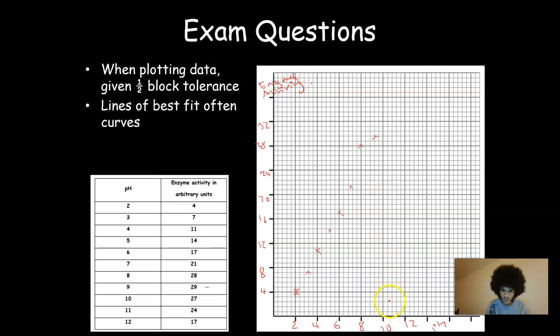So my data at the moment looks a little bit like this. I think I'm doing it reasonably well. There's 27, pH of 11 is 24, and then pH of 12 kind of descends to 17. So that's basically my data set.